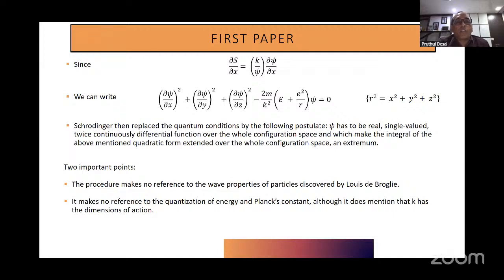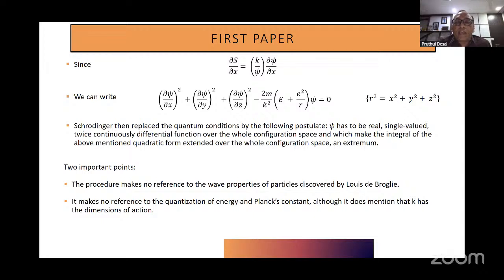So what Schrodinger did now, he replaced the quantum conditions by imposing a certain condition on the wave function psi. He says psi has to be real, because quantum mechanics says that psi should be real, single valued, and twice continuously differentiable over the whole configuration space.